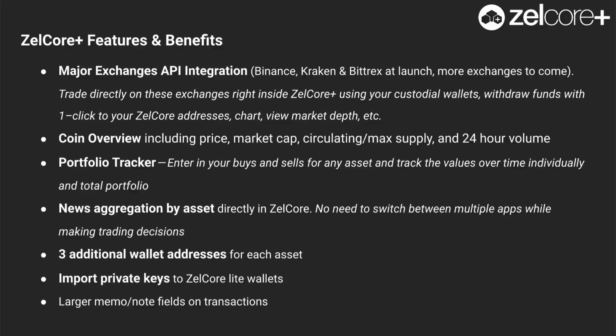The new coin overview provides extra information, charts, and curated team news. The portfolio tracker is now available, which allows you better insight into your holdings, and we're going to be improving that over the coming weeks, as well as building an aggregator application. You get additional wallet addresses, 3 of them for each asset, as well as the ability to import your private keys. And you have a larger memo notes field. It's increased from, I believe, a limit of around 16 to 20 to 80 characters.